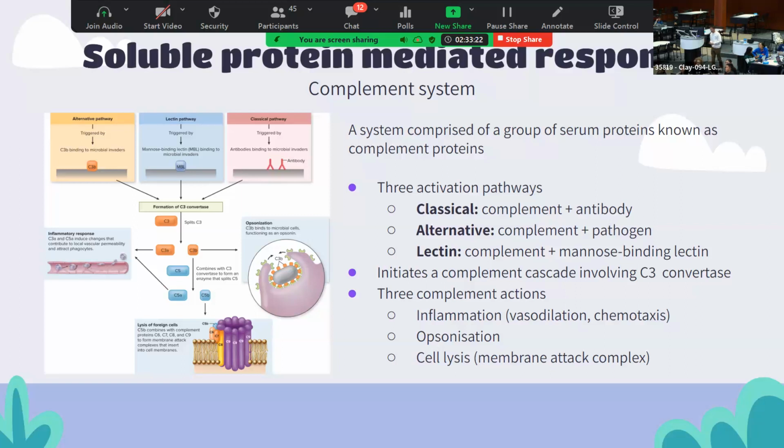Yeah, opsonization, good question, is basically tagging a pathogen. So imagine the complement being like a bright flashing light for the macrophages. Once you attach to the protein, macrophages, dendritic cells, they can see the complement protein, and it's been tagged for death, basically. You can see it's the rightmost one with the macrophage eating bacteria, if you can see.